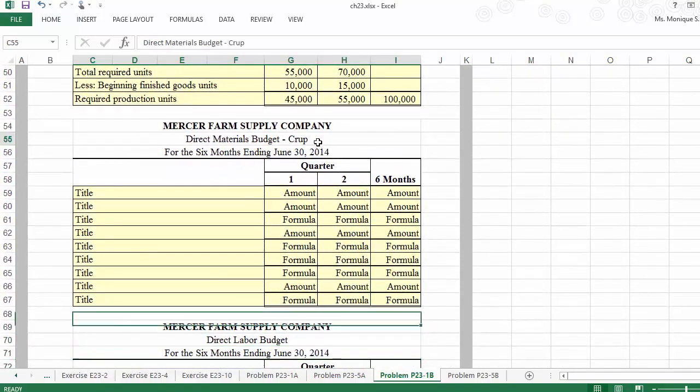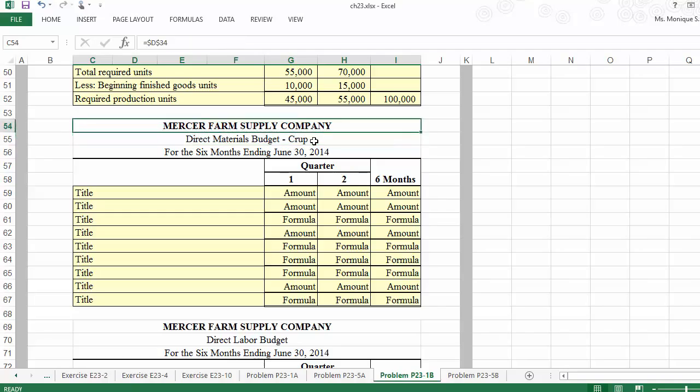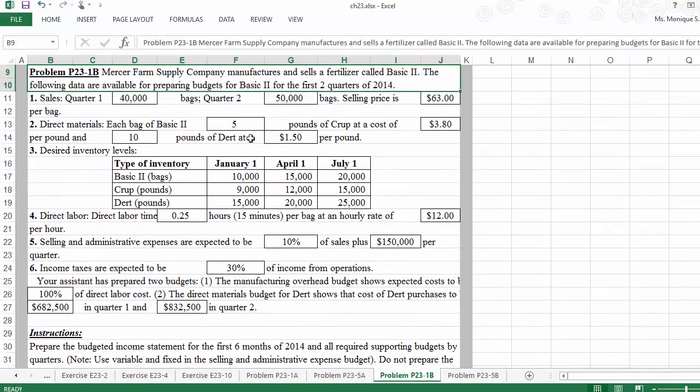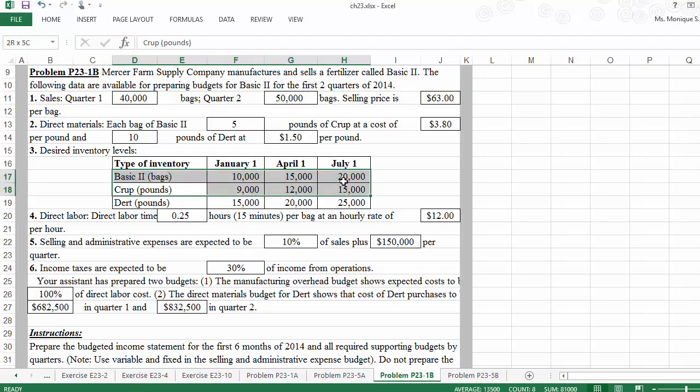Now next we're going to do the direct materials budget for crop. So we need information regarding crop. Here go our inventory levels for the direct raw material crop in pounds: 9,000, 12,000, and 15,000 for the beginning of the respective 3 quarters. And it goes on to tell us that each bag of Basic 2 consists of 5 pounds of crop. So you need 5 pounds of crop to make 1 bag of Basic 2, at a cost of $3.80 per pound. And for the dirt, we need 10 pounds of dirt, and that's $1.50 per pound.